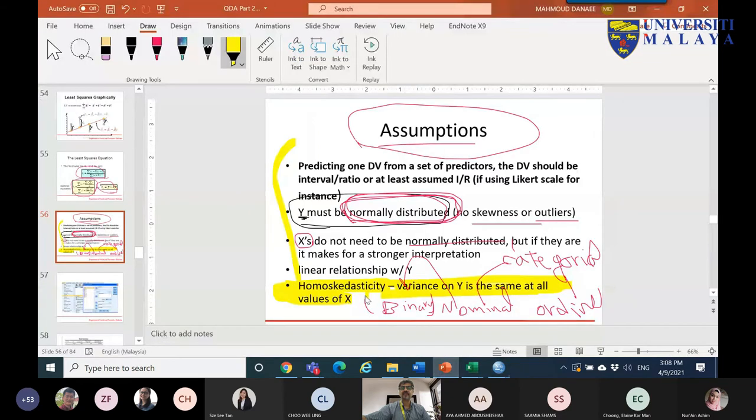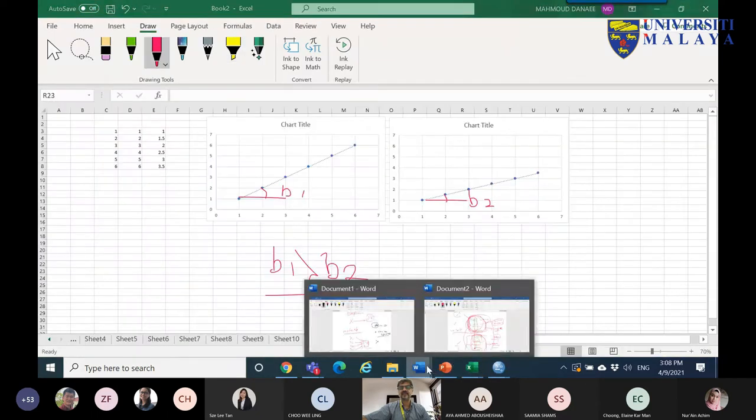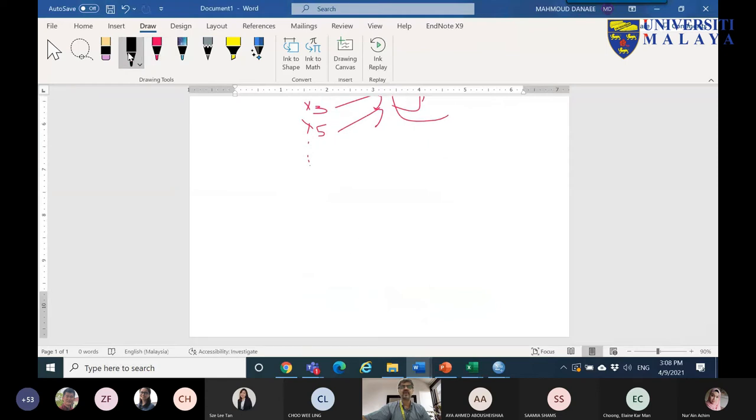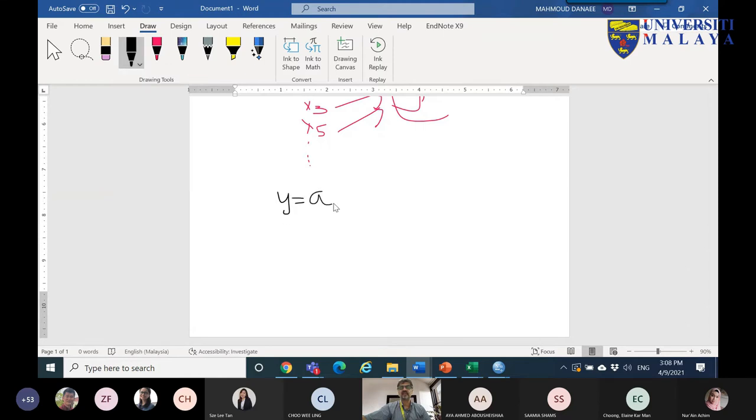Do you remember? I said homoscedasticity, and one of the assumptions that I did not mention here is the normality of the residual. What does residual mean? Residual means the difference between actual value and predicted value, right? So remember, when we do modeling based on our data, this is my model. Suppose y is equal to 2 plus 2x.